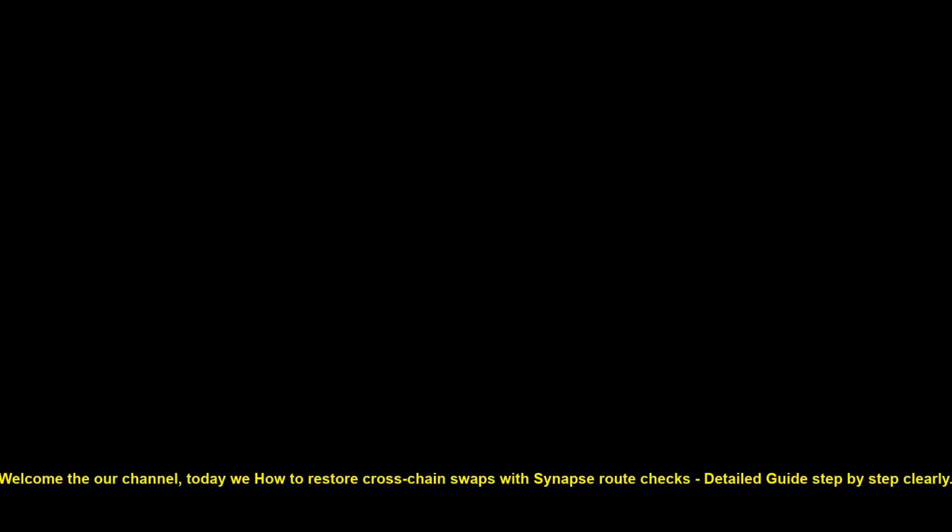To restore cross-chain swaps with Synapse route checks, begin by accessing the Synapse protocol website. Ensure your wallet is properly connected to the platform. Navigate to the swap interface on the home page. Select the token you want to swap from the drop-down menu. Next, choose the token you wish to receive.